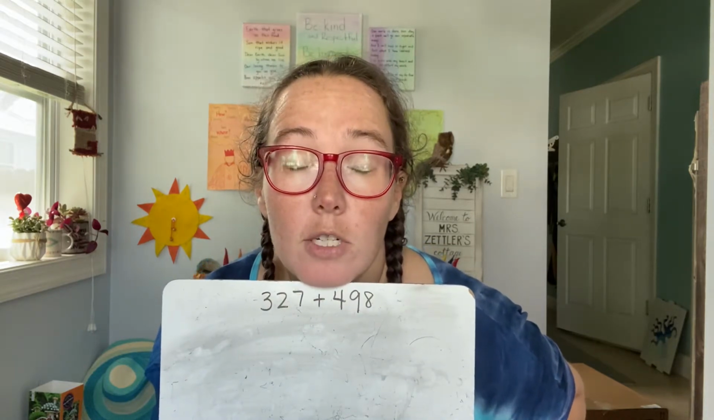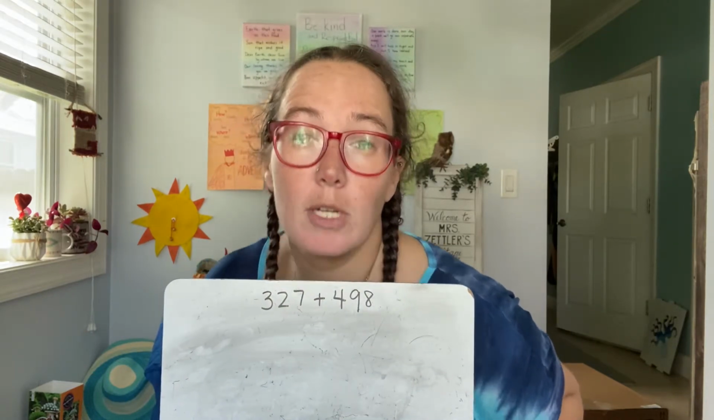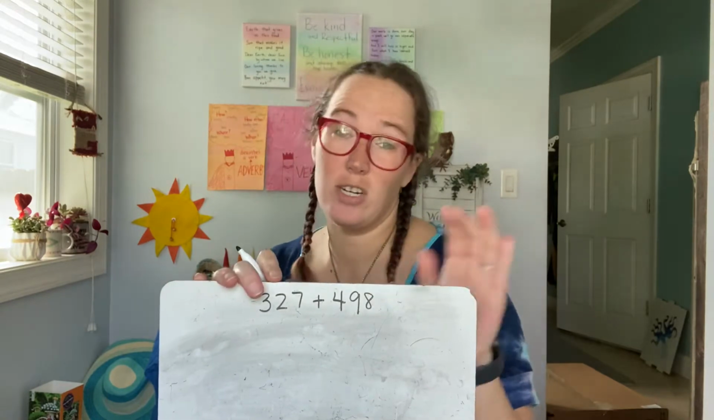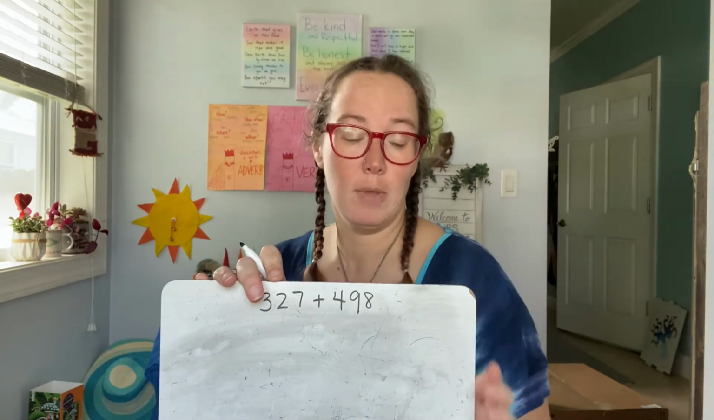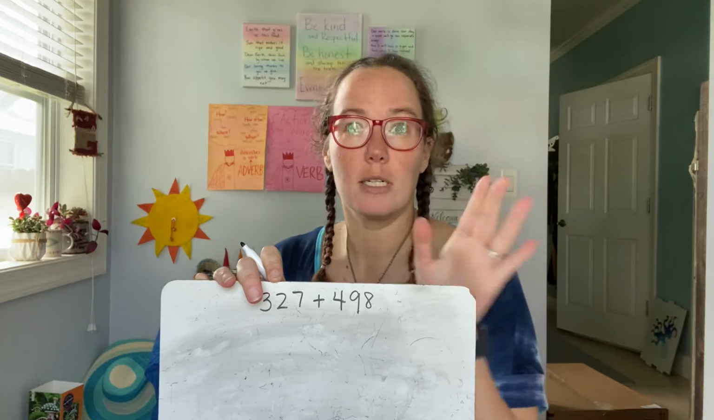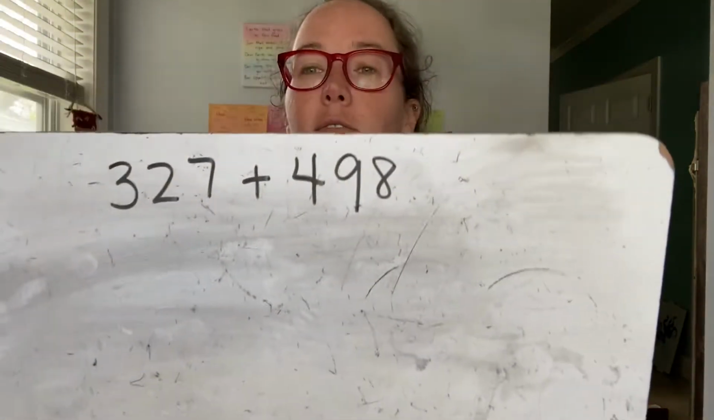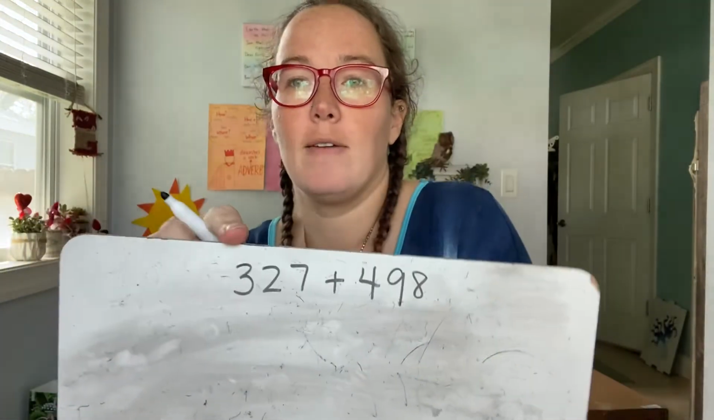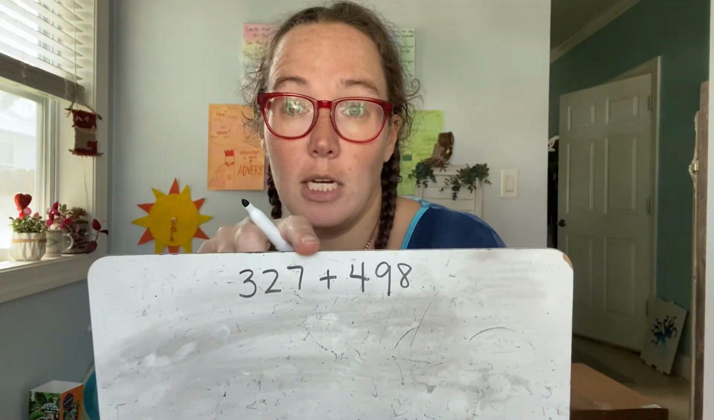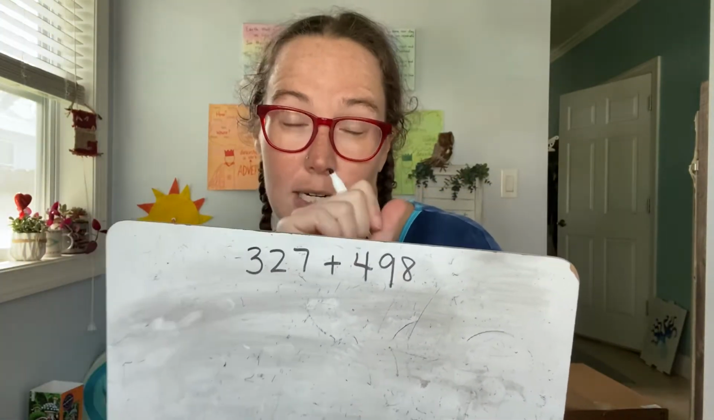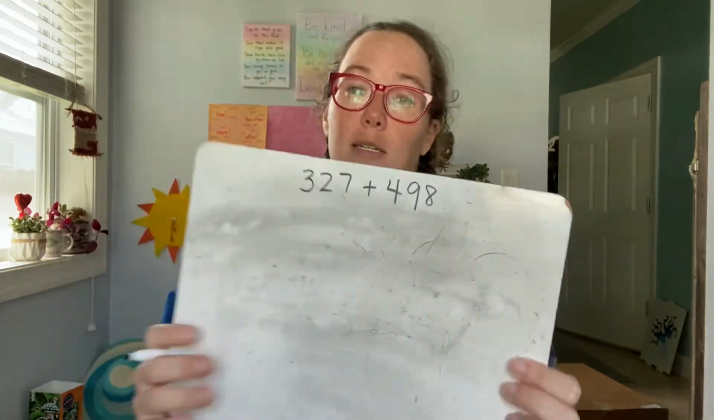There are several addition strategies, and since addition's a little bit quicker than subtraction, I'm going to put all the strategies into one video instead of splitting it up. The first one that we are going to talk about is boxes, sticks, and dots. So I have written an equation up here. I'm going to do 327 plus 498. We're going to use boxes, sticks, and dots to begin with.